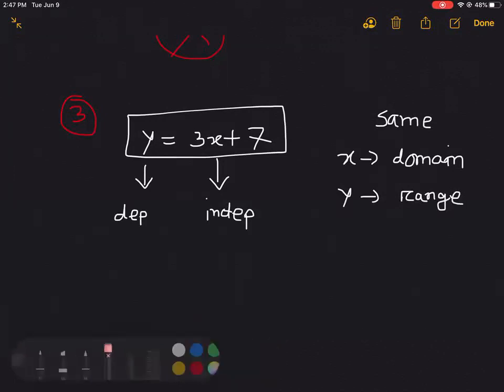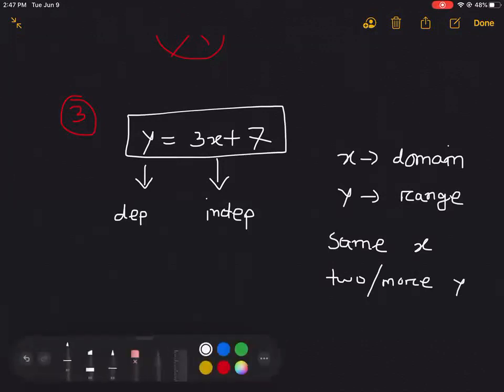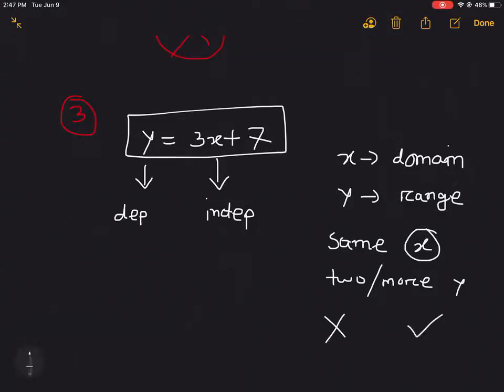So for the same x, or for the same value from the domain, we just need to check whether we get two different values of y, two or more in fact, two or more y's. If we get two or more y's for the same x, we'll say that's not a function. Otherwise, we'll say, yes, that's a function, okay? Let's just check that.